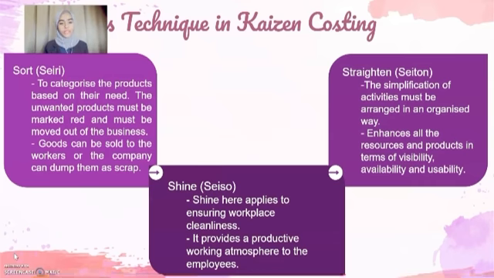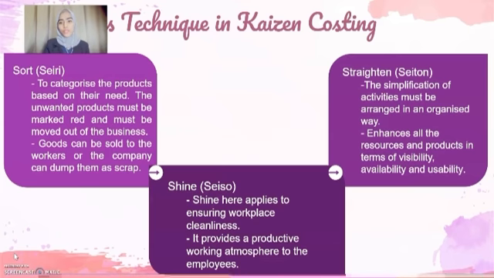So after all these questions are answered, the red tag is attached to the item that is not necessary and you decide what action to be taken. And the next step shall be the documentation, to measure the improvement and savings through the process. That basically is what sort means. And the second one is straighten.